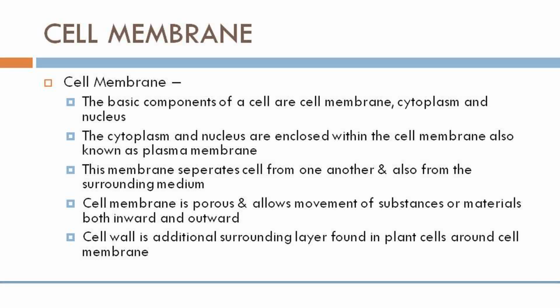The structure of cells exhibits some common features. The basic components of a cell are the cell membrane, cytoplasm and nucleus. The cytoplasm and nucleus are enclosed within the cell membrane, which is also known as plasma membrane. This membrane separates the cell from one another and also from the surrounding medium. Cell membrane is porous and allows movement of substances or materials both inward as well as outward. Cell wall is an additional surrounding layer found in plant cells around the cell membrane. Cell wall is absent in the case of animal cells.